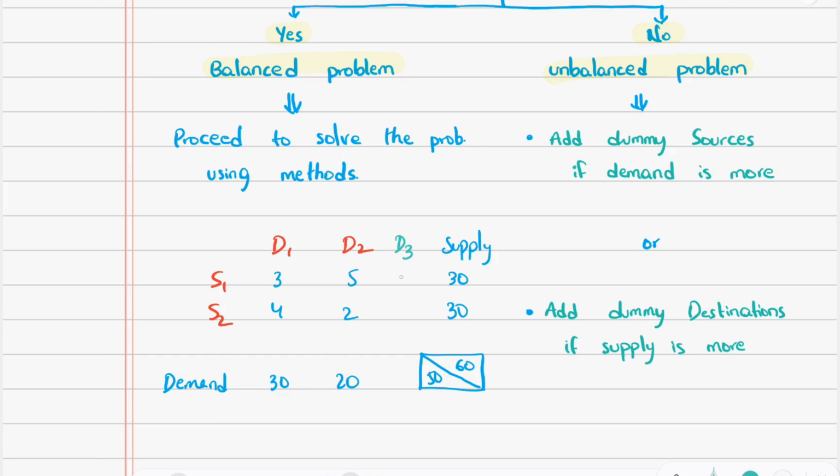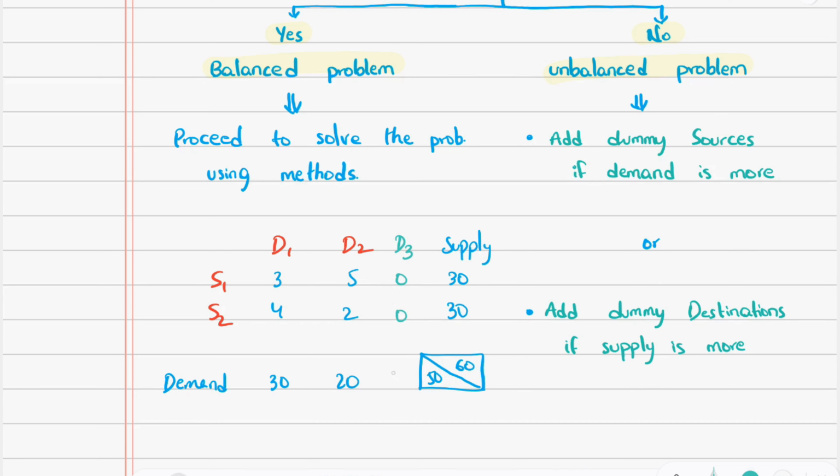So the costs for D3 are 0 and 0. This basically means from S1 to D3 the cost is 0, and from S2 to D3 the transportation cost is 0. Why? D3 is a dummy. D3 doesn't really exist. It is for convenience to solve the transportation problem. So the costs are not real. Okay, so we are taking it as 0.